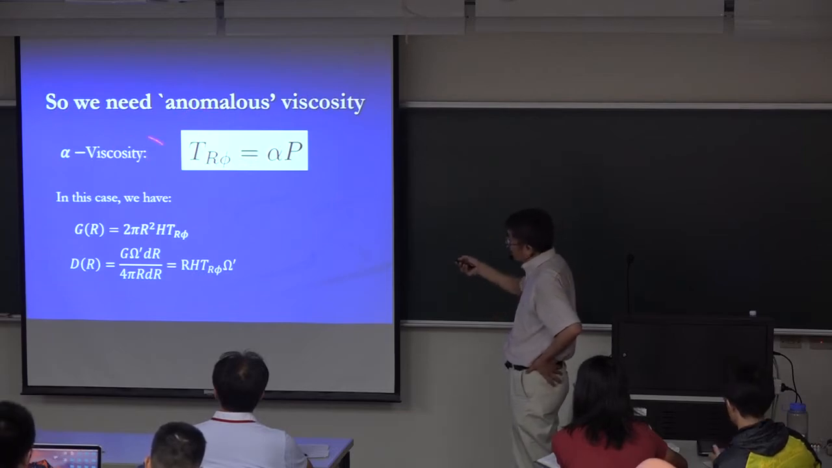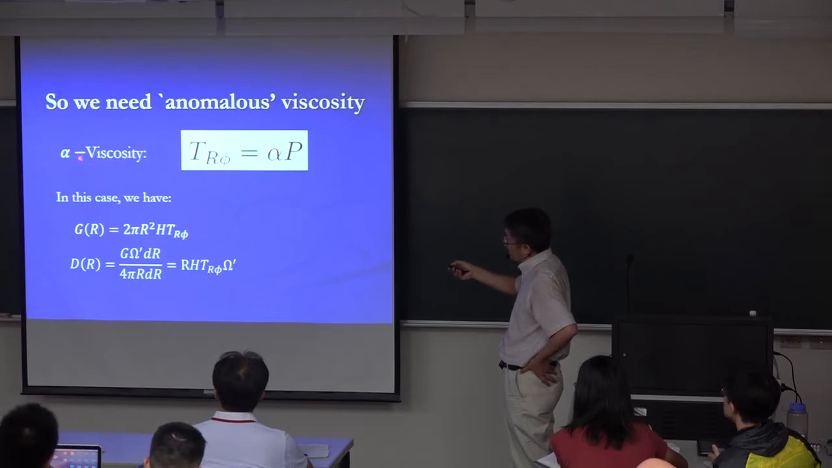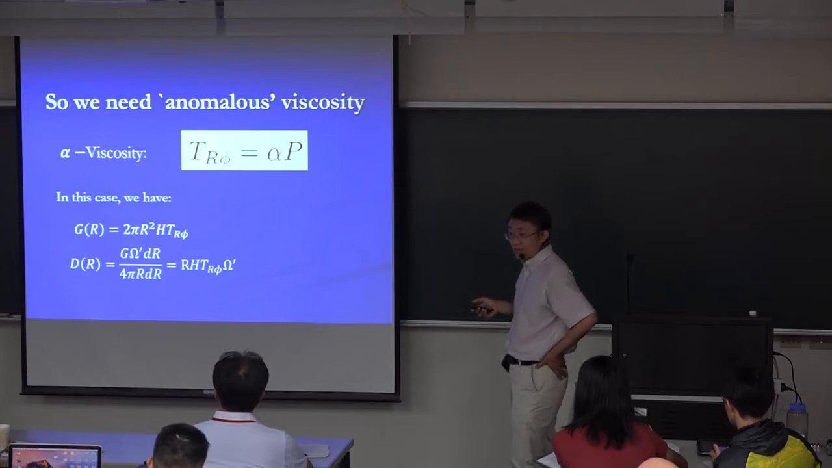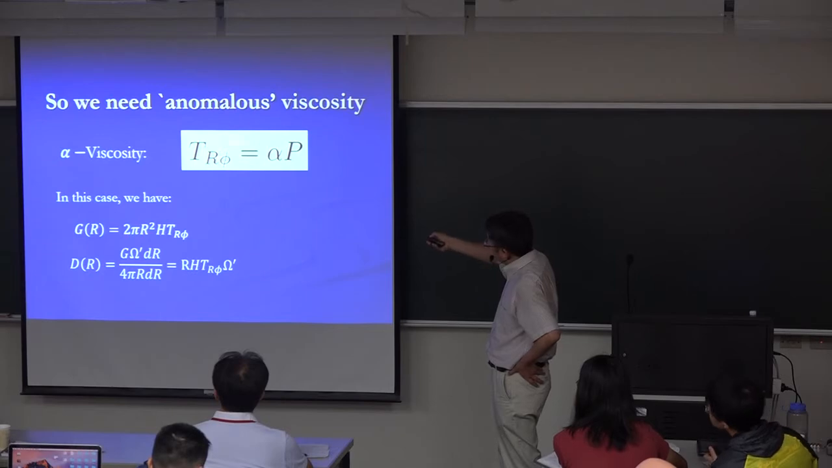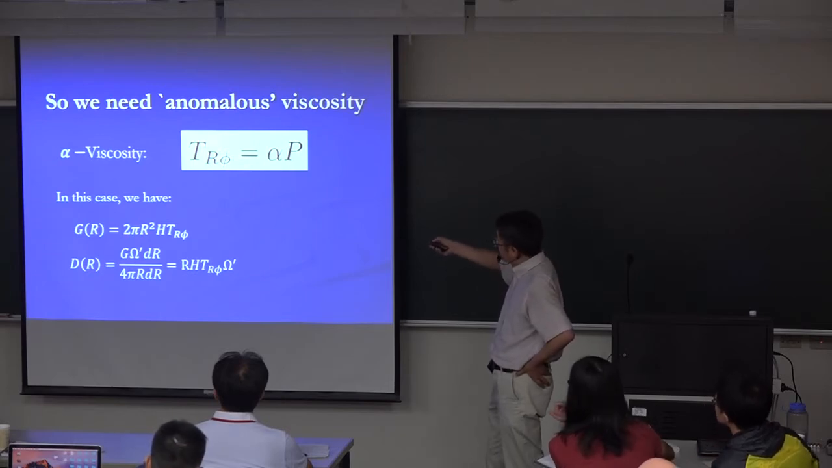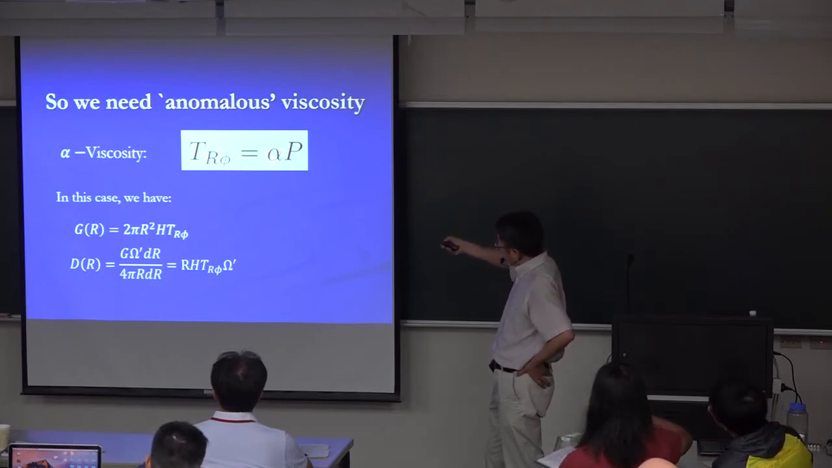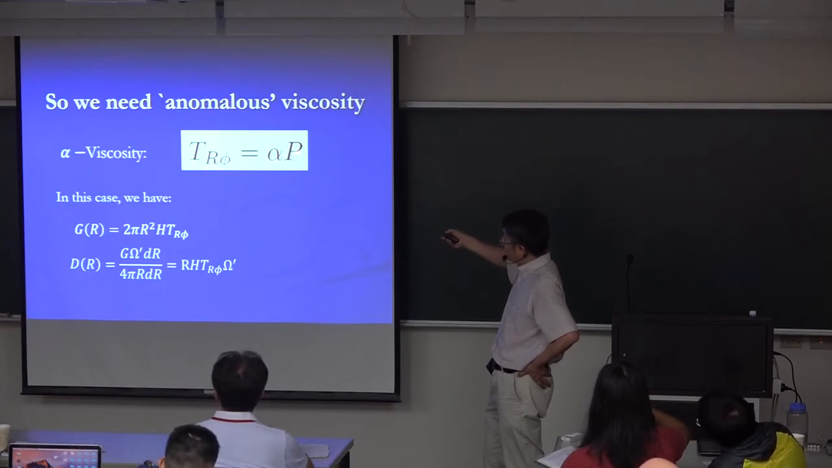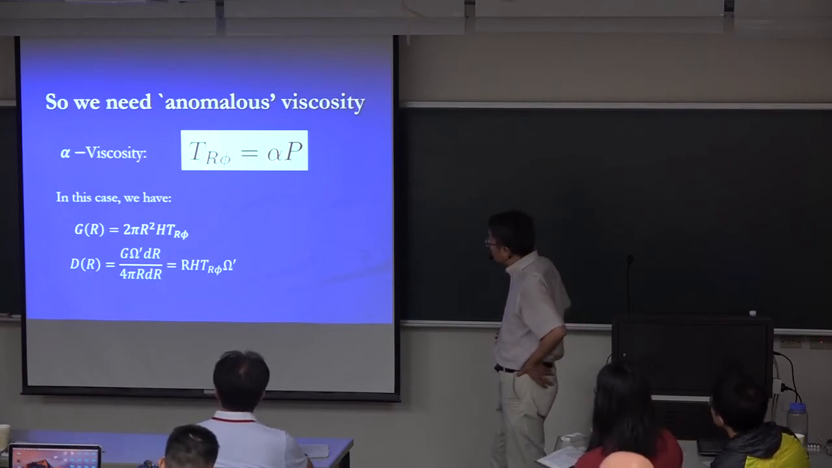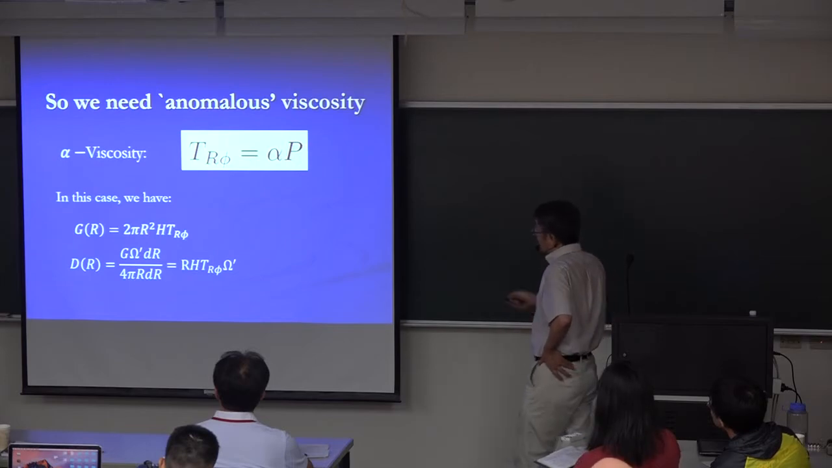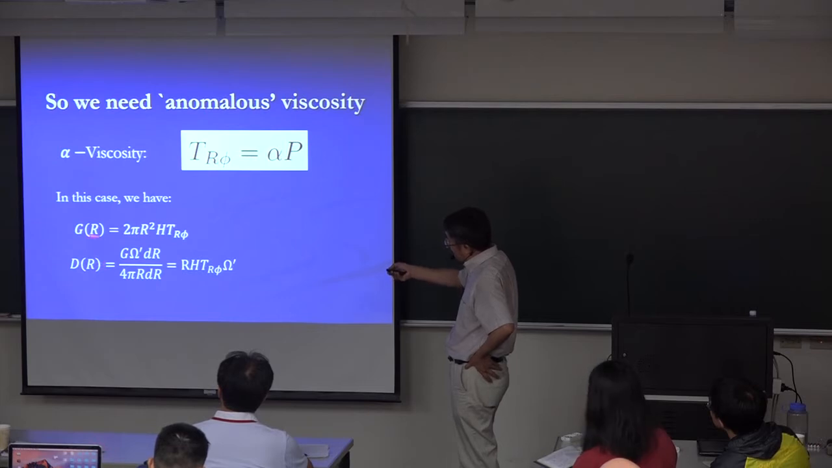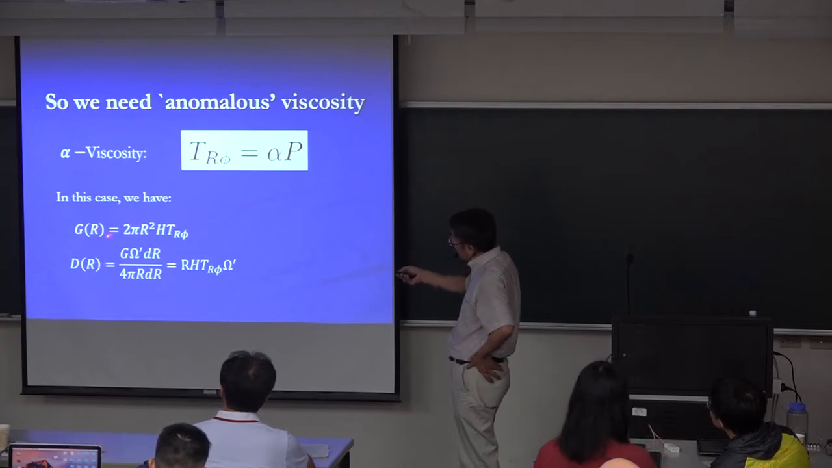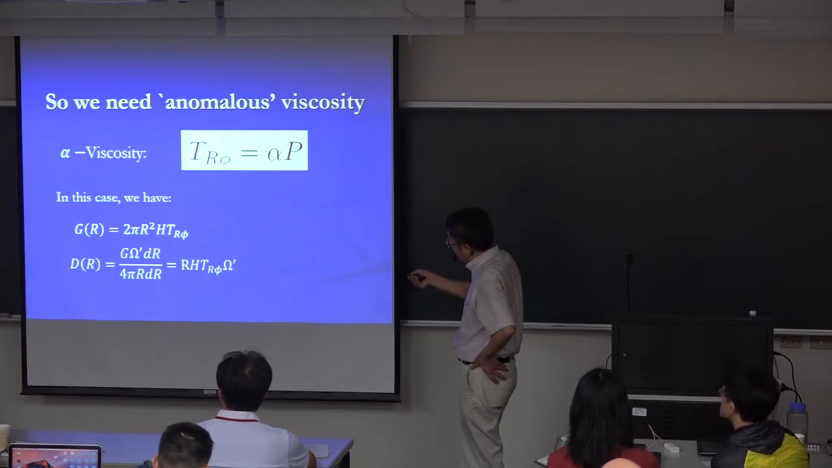Typically, what you often see in the paper is the so-called alpha viscosity. This was first introduced by Shakura and Sunyaev. This is the typical formula describing the anomalous viscosity. This is the stress, this is the alpha parameter, and this is the pressure, usually the gas pressure, proportional to gas pressure. In this case, the torque and the work done by the viscosity can be described in this simple way.